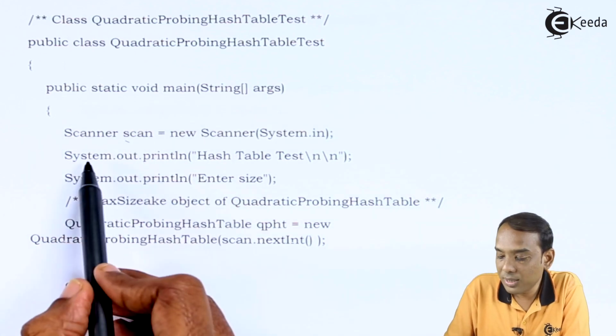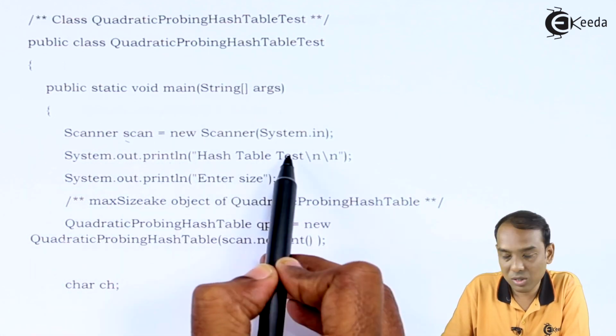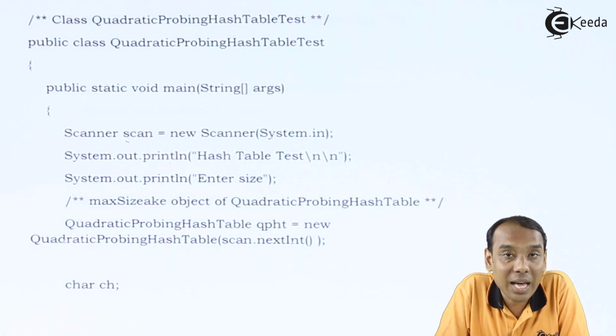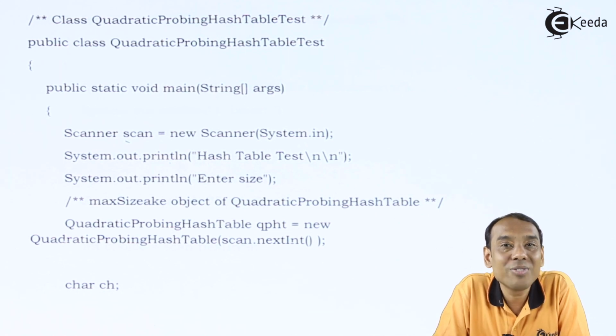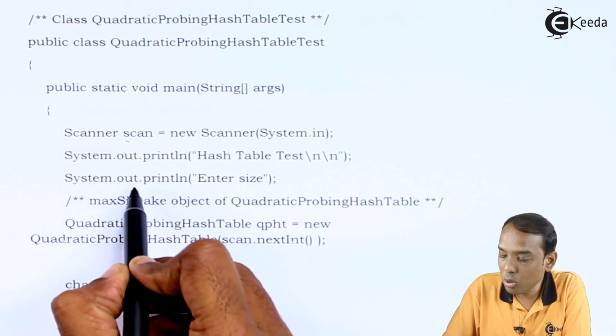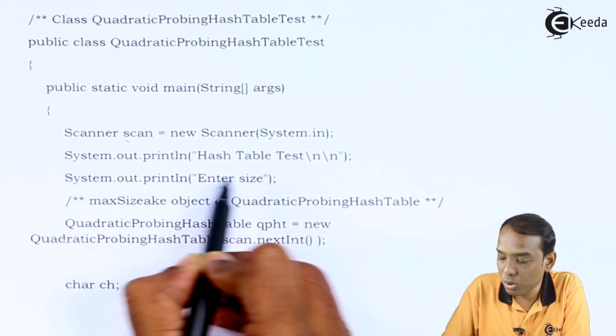Then we write down System.out.println hash table test. Once this is done, we will ask the user to enter the size. You must remember we need the value of size from the user so that we are defined with the size of the hash table. We write down System.out.println enter size. This information is provided to the user.